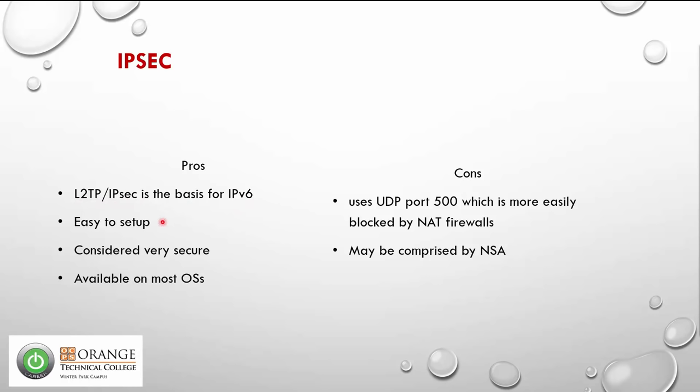It's relatively easy to set up, although there's lots of controversy on that. There are a lot of painful articles out there saying that it can be difficult. It's considered very secure and is available on most operating systems. One disadvantage of IPsec is that it uses UDP port 500, which can be a problem if you're going through NAT (network address translation) firewalls, such as a home firewall that doesn't have a capable NAT and is really using port address translation. There's also suspicion that it might be compromised by the NSA.